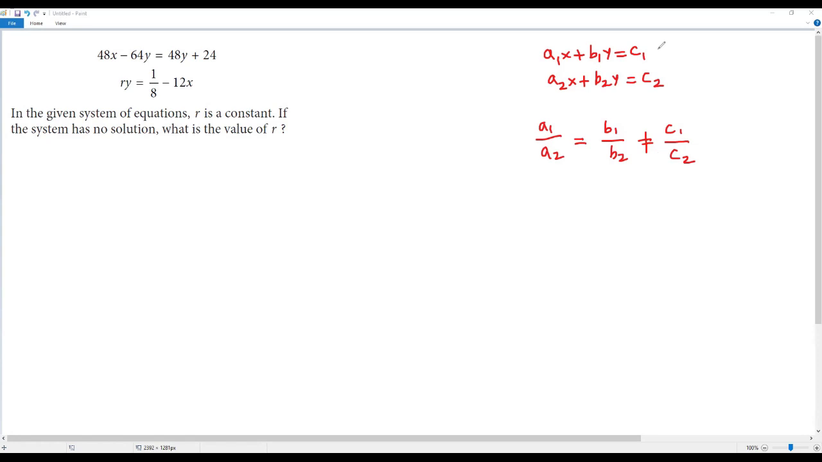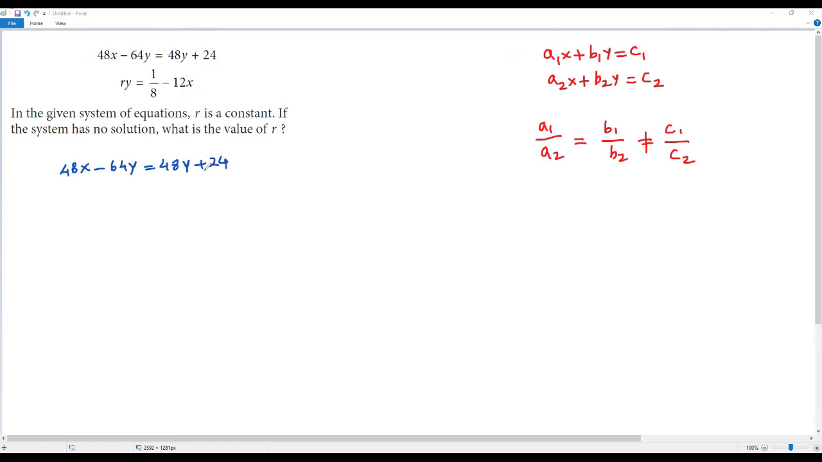Now we can apply this in our problem, because here we have a system of two linear equations and the system has no solution. To apply this, both the linear equations in the given system must be in standard form. Now let me take the first one and write it in standard form, that is 48x - 64y = 48y + 24.